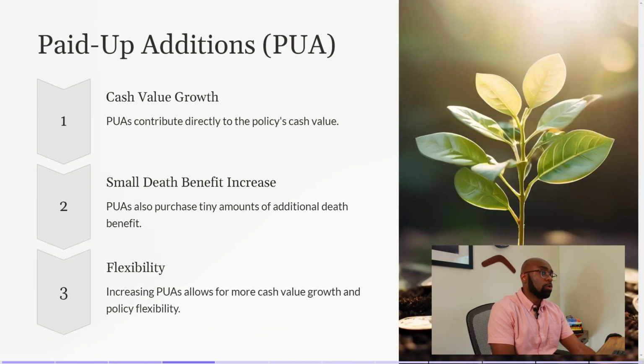Next, we have paid up additions, or PUAs. This component goes straight to cash, although it does purchase tiny bits of death benefit as well. In an overfunded whole life policy, we typically lower the base and increase PUA. So for example, you could have a 40% base with 60% PUAs, or 20% base, 80% PUAs, 30/70, 50/50. The list goes on, but the more you contribute to PUAs, generally speaking, the higher your cash value will grow.